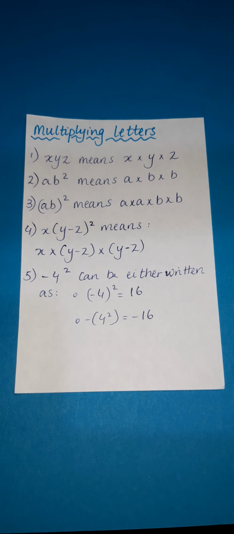Number 5 says minus 4 squared. Now we can write minus 4 squared in 2 different ways. We can either write the whole minus 4 in a bracket and square it, which gets 16. Or we can put the minus outside the bracket and just have the 4 squared. This will give us minus 16, and that is because the minus is outside of the brackets.